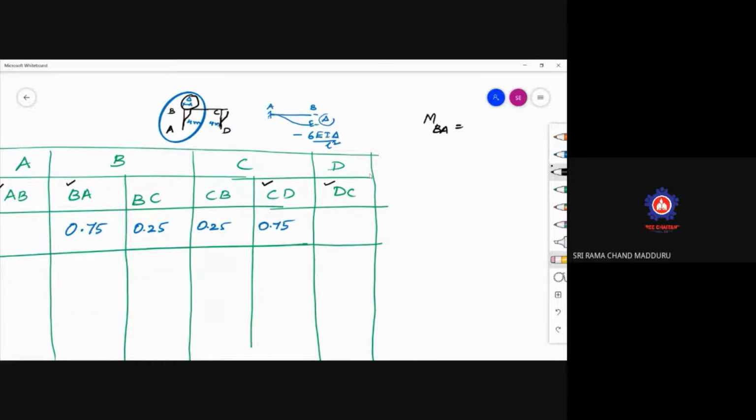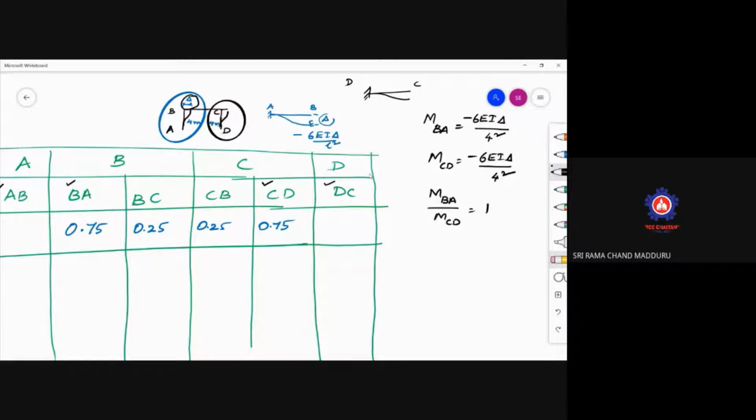BA minus 6 EI delta by L square. What is the length? 4 square. Whereas this is D, this is C. The support is sinking like this. I'm just rotating this portion. So this is MCD, is once again minus 6 EI delta by L square. So the ratio of MBA by MCD is nothing but 1 only.